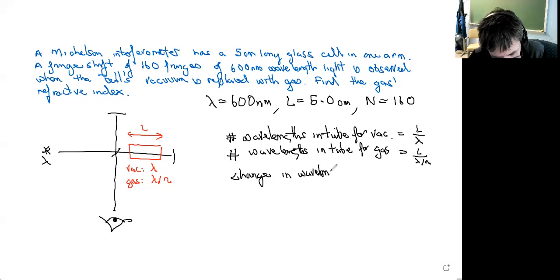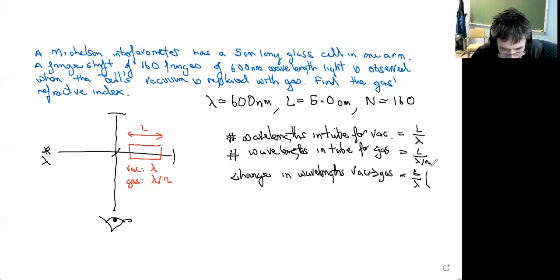So this is the change in wavelengths when we go from vacuum to gas in the tube, and it's just going to be L divided by lambda over n, less L divided by lambda. That's going to be the change. Now, the two terms with the gas and with the vacuum have a common factor. So it'll be more straightforward if I pull that common factor out. That common factor is L over lambda.